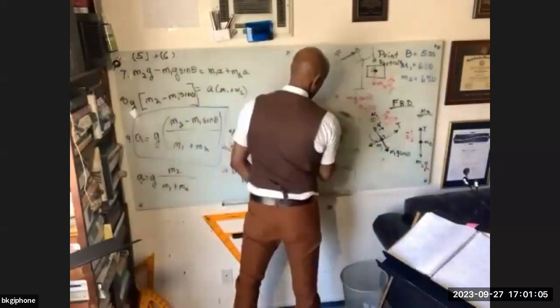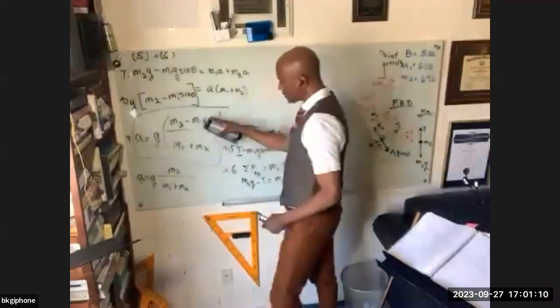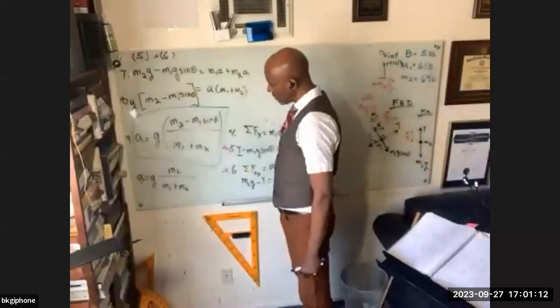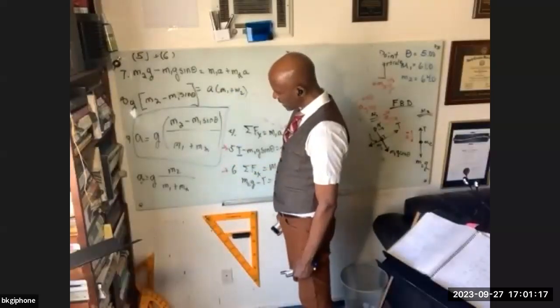But I was looking at the limiting cases. I was just looking at this, and when the angle is 0, this whole term goes out. I'm back here. But also, when the angle is 90 degrees, it seems like you should get g as the acceleration.